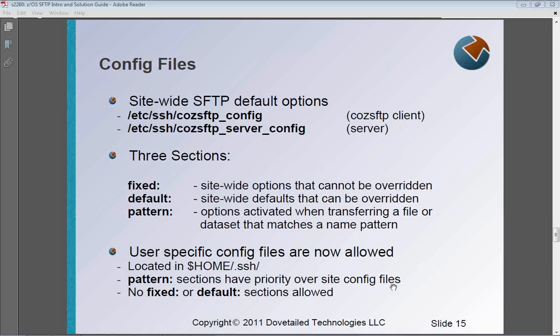So for example, if individual users have specific file transfer requirements, they can put them in their own pattern section and then override whatever was already there, or if they weren't even covered in the site files. One difference that's important is that fixed and default sections are not allowed in these user-specific files, primarily because they don't make a lot of sense. So all you can see in the user config files are the pattern sections. Okay, so let's go to the next chart, and we'll take a look at this.